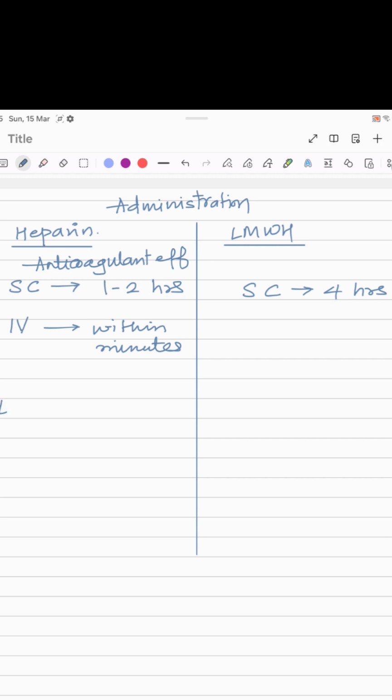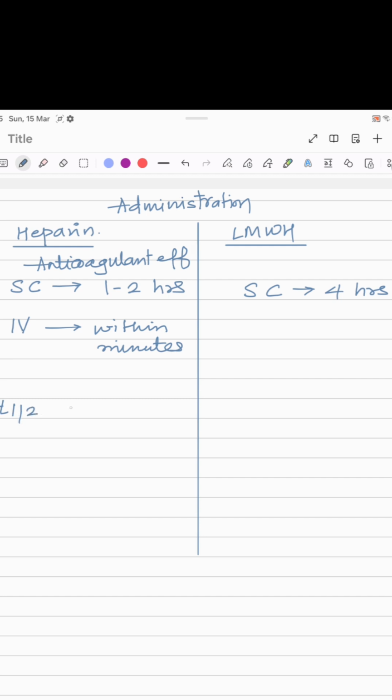Then we will learn about the half-life of heparin and the half-life of LMWH. For heparin, the half-life is 1.5 hours, and for LMWH, the half-life is 3 to 12 hours.